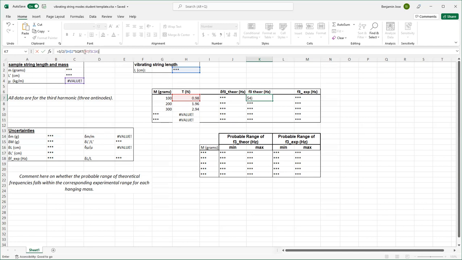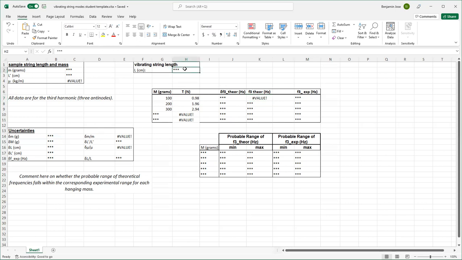So for H7, that was the tension. Because that's not an absolute cell reference, then as we go down and compute each row, Excel is smart. It will know to use the tension in the corresponding row. So I hit enter. Of course, we don't get anything meaningful because I don't have actual values.